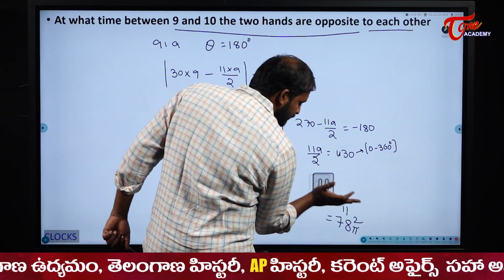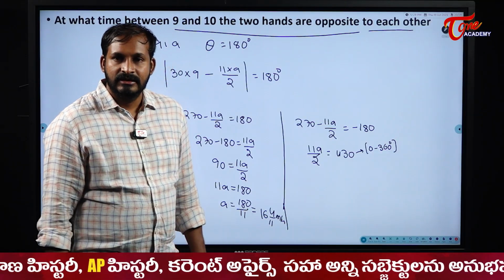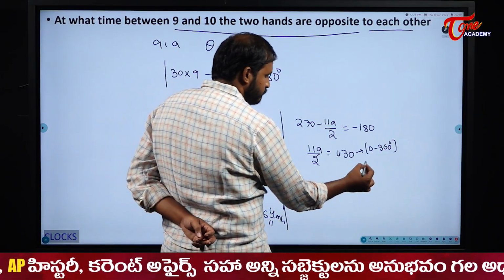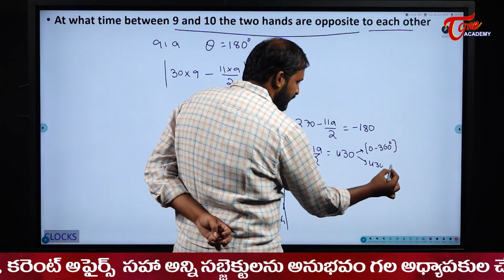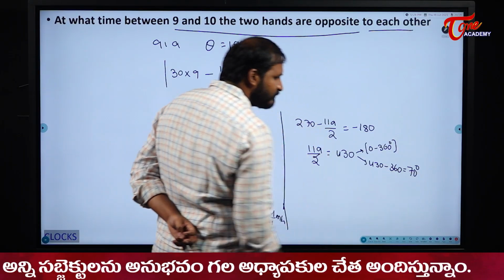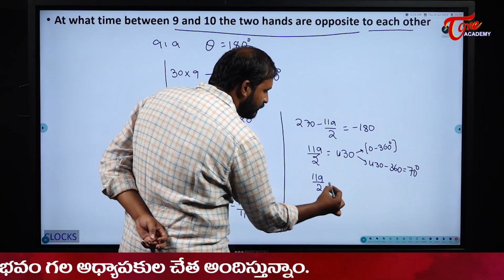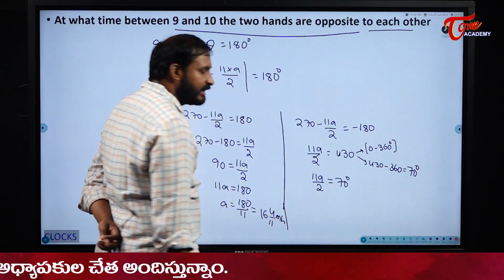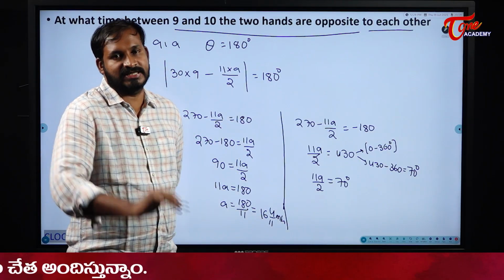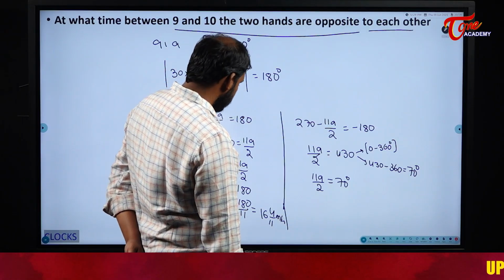That is the reason we will write this. Now tell me what 430 will become here, students? 430 minus 360, it is 70 degrees. So now what happens to this one? 11a by 2 is equal to 70 degrees. 430 degrees or 70 degrees, both are the same, right?